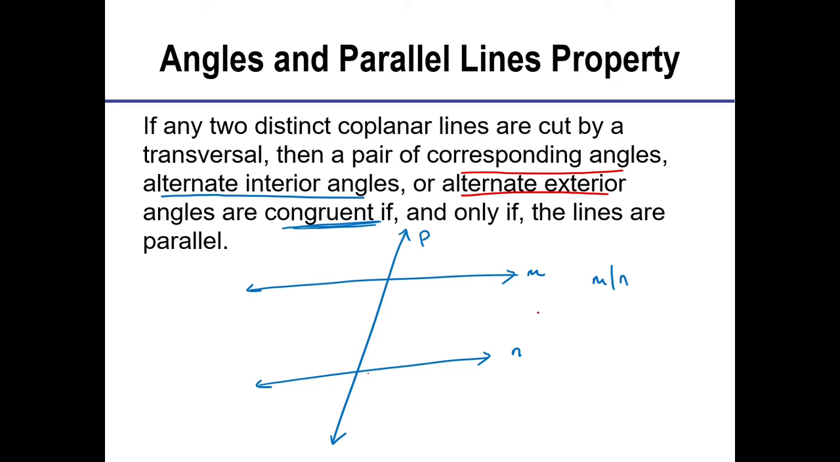Also note that since M and N are parallel, and these are vertical angles, this angle is equal to this angle, which is the same as this angle and this angle. Since these two angles are vertical angles as well, they are congruent, and therefore these are congruent as well.